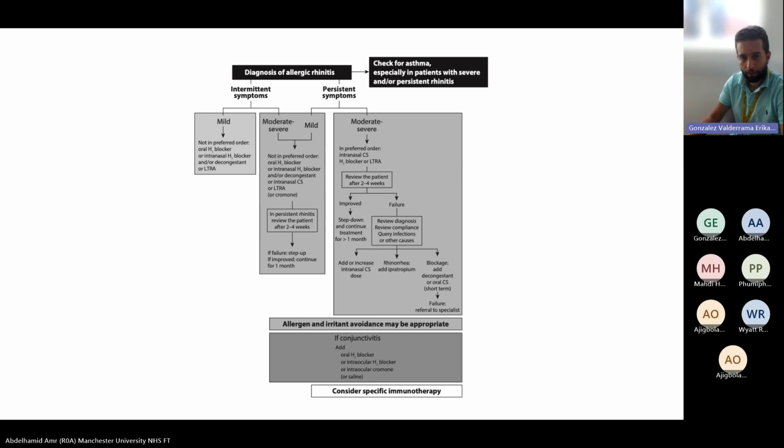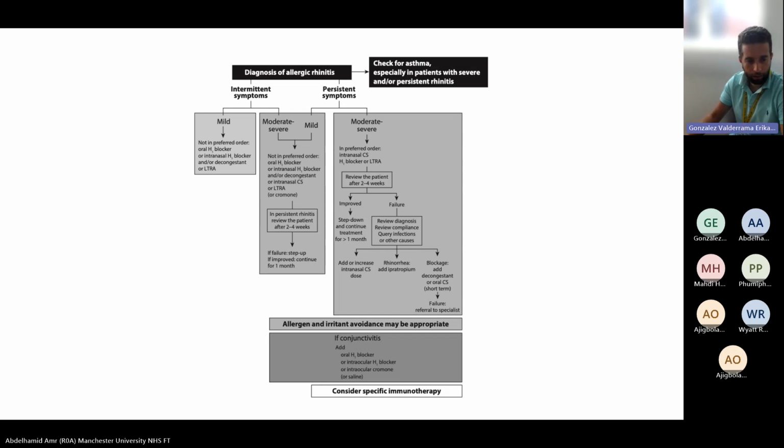And obviously, for moderate to severe, you look into increasing the doses of intranasal steroids. You can consider giving oral steroids sometimes, especially for those with a really blocked nose. If there's lots of rhinorrhea, you can think about adding something like ipratropium bromide. As mentioned, if blockage is the persistent symptom, you can consider even giving a short course of oral steroids. And if all of that fails, you think about whether they could be a candidate for immunotherapy and the role of surgery.